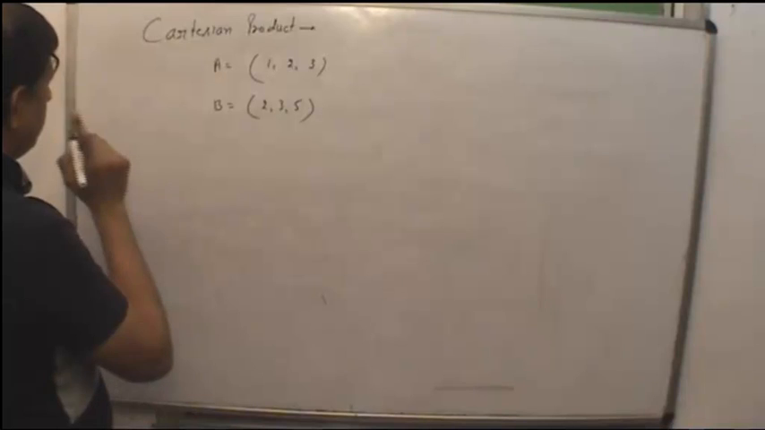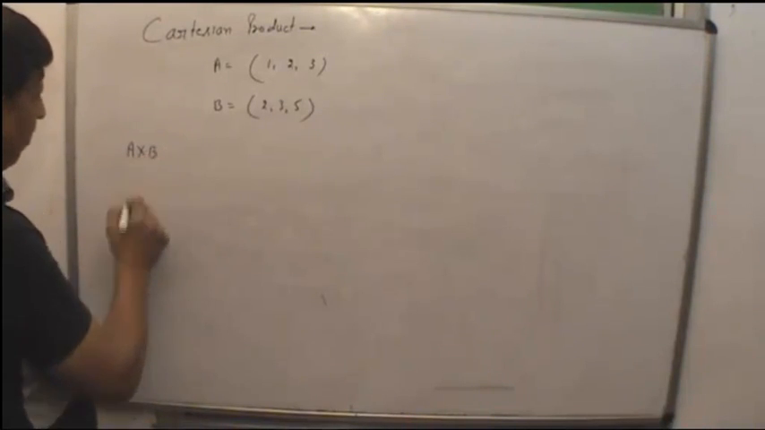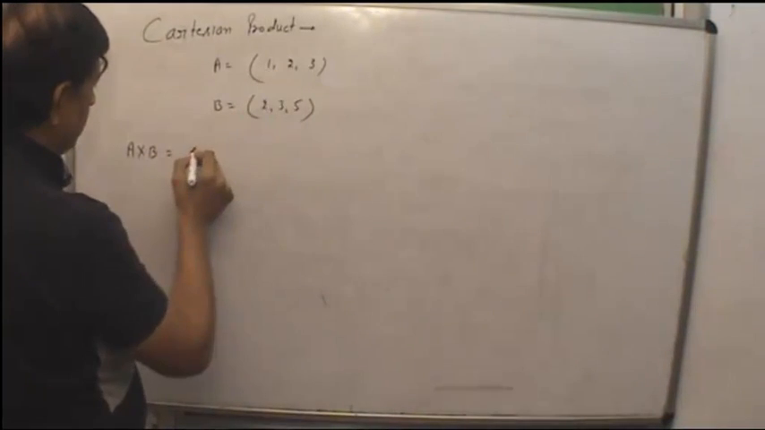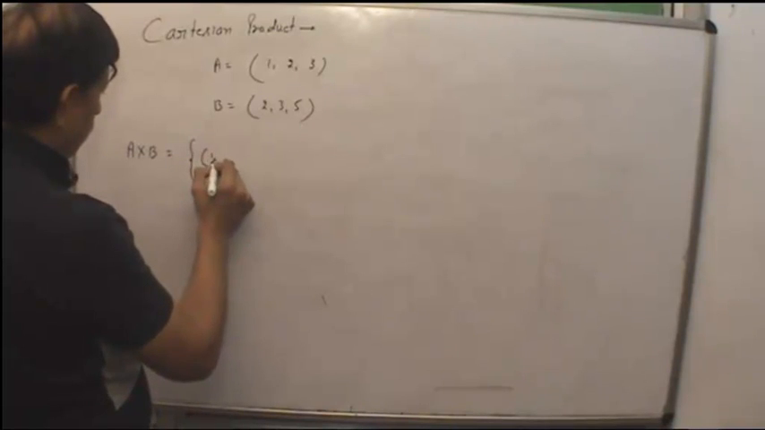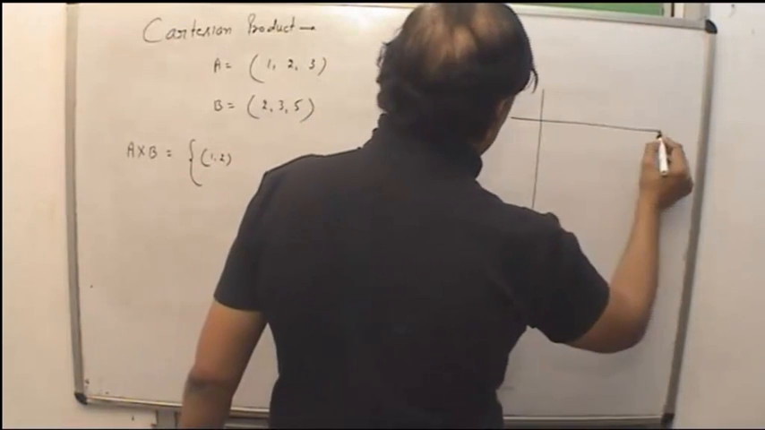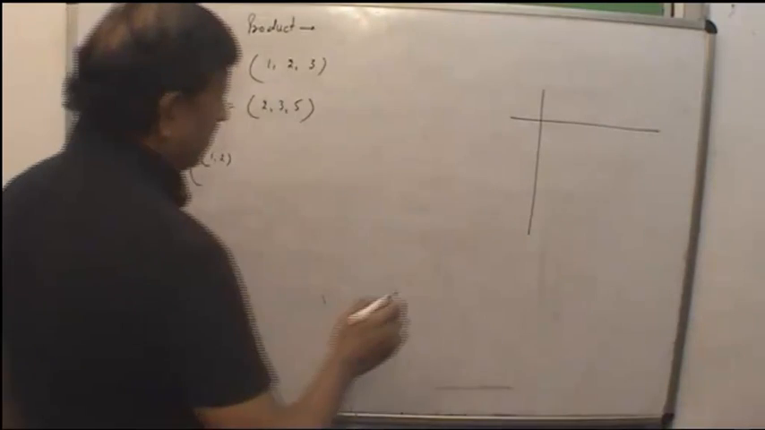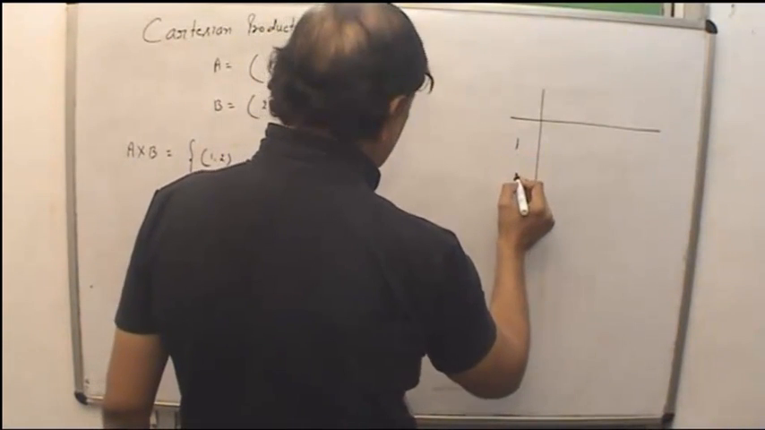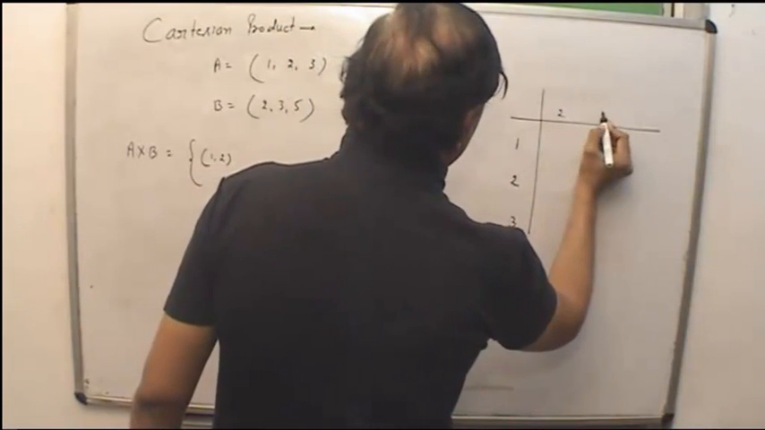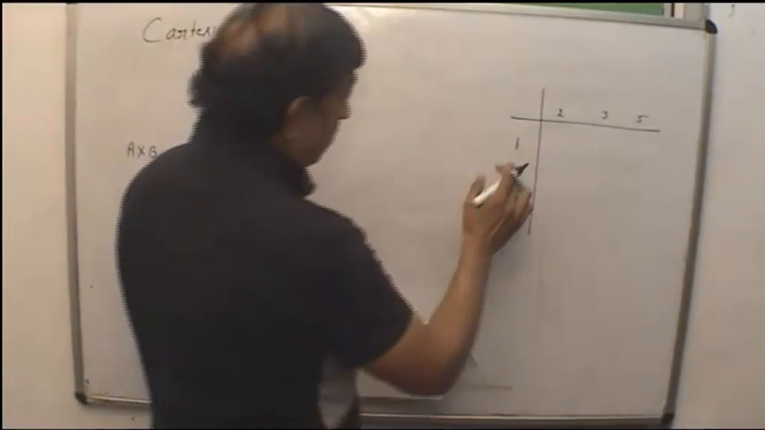Then the Cartesian product we denote by A cross B. That is equal to, start with 1, it is (1, 2), or we can draw a simple table. Say we have to find A cross B. We write A here: 1, 2, 3, and B here: 2, 3, 5. Then the Cartesian product.